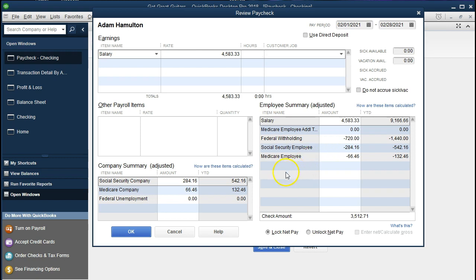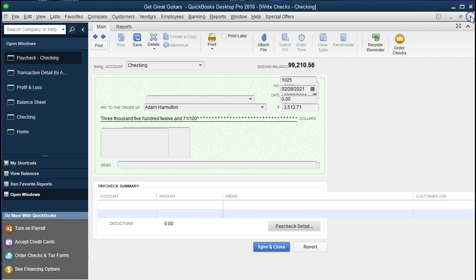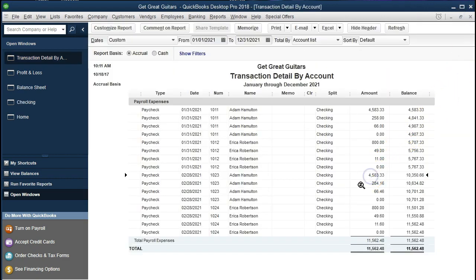And then we record our side, Social Security and Medicare. So what we see in the detail is the gross pay, 4583.33, and then our portion, Social Security and Medicare, not breaking out their portion of Social Security and Medicare, because that's just part of the employee's payroll expense. So if we close that back out and close this back out, that's what we see here. We see the gross pay, our Social Security, and our Medicare.